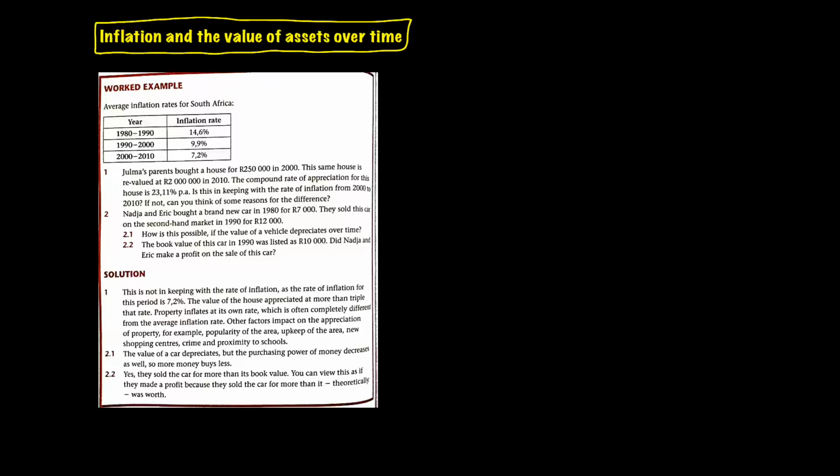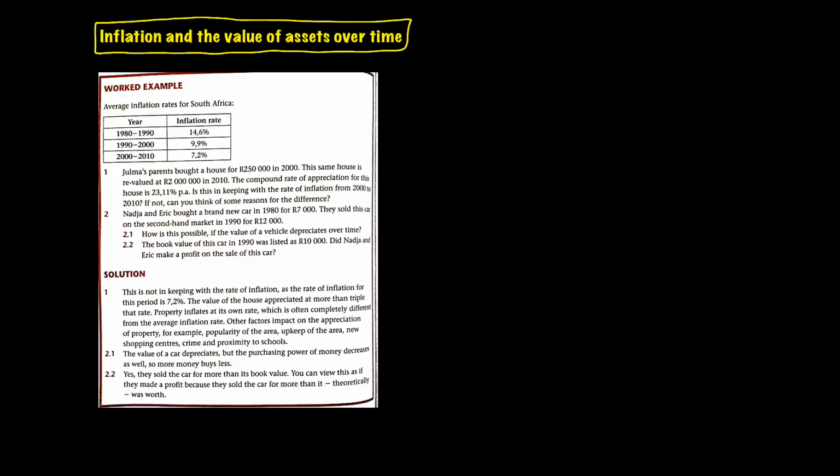Question 2. Nadia and Eric bought a brand new car in 1980 for 7,000 Rand. They sold this car on the second-hand market in 1990 for 12,000 Rand. So in other words, they're making money off of it. How is this possible if the value of a vehicle depreciates over time? All right, so the simple answer is that although the value of a car depreciates, the purchasing power of money decreases as well. So more money does buy less.